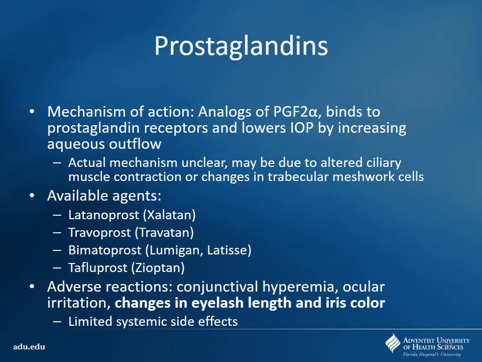So the first thing we'll talk about are prostaglandins, and these are basically analogs of PGF2-alpha. When they get into the eye, they're going to bind to the prostaglandin receptors and then decrease the intraocular pressure by increasing the outflow through the trabecular meshwork. How that works in the details, we probably don't know all the details there, but we just know it works, right? So that's an important thing.